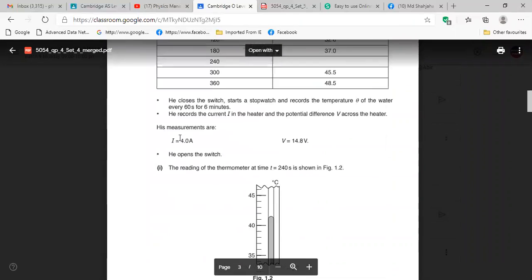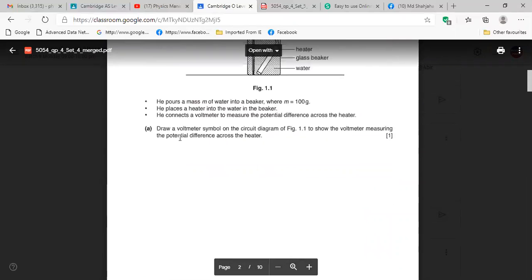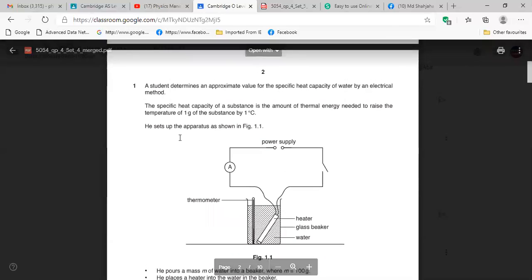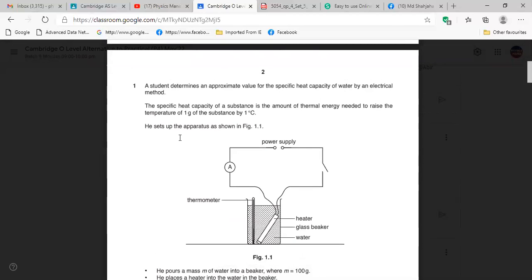Now, this experiment is related to thermal physics, specifically specific heat capacity. Tamjid, read. A student determines the approximate value for the specific heat capacity of water by an electrical method. The specific heat capacity of a substance is the amount of thermal energy needed to raise the temperature of 1 gram of the substance by 1 degree Celsius. He sets up the apparatus as shown in figure 1.1.